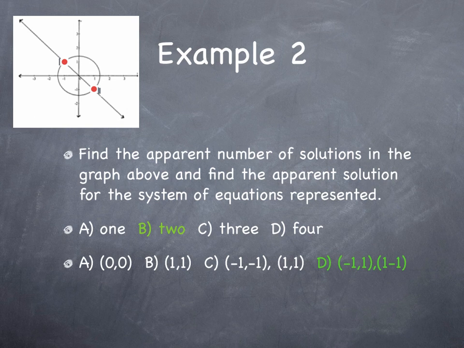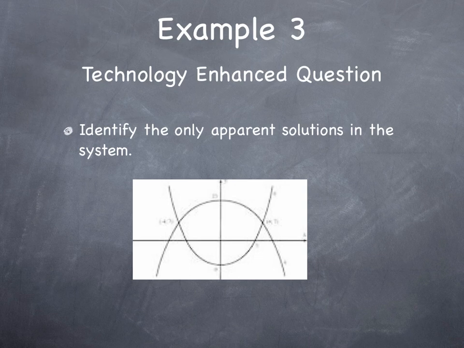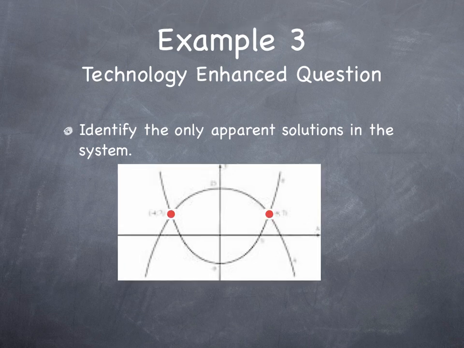The answer to the second question is the solutions or points of intersection, which are negative 1, 1, and 1, negative 1, which is answer choice D. This is a technology-enhanced question, but will be treated no differently than any nonlinear system. The solutions are where the two lines intersect, so you must choose the 2 points on the left and right side for your answer to be correct, shown here.